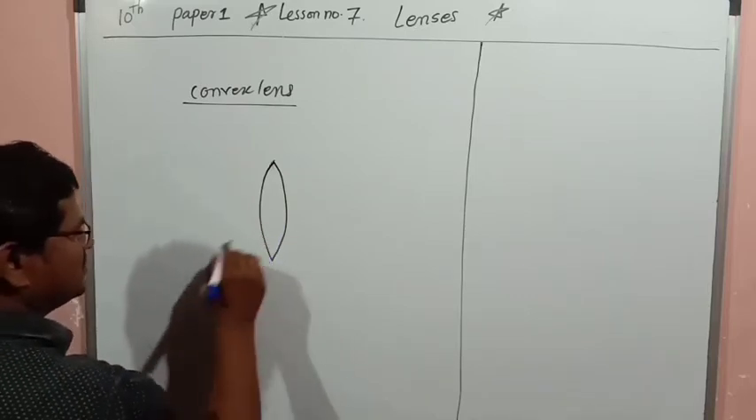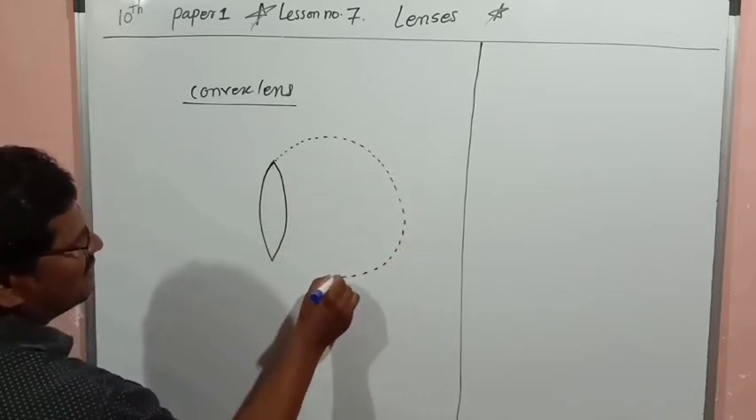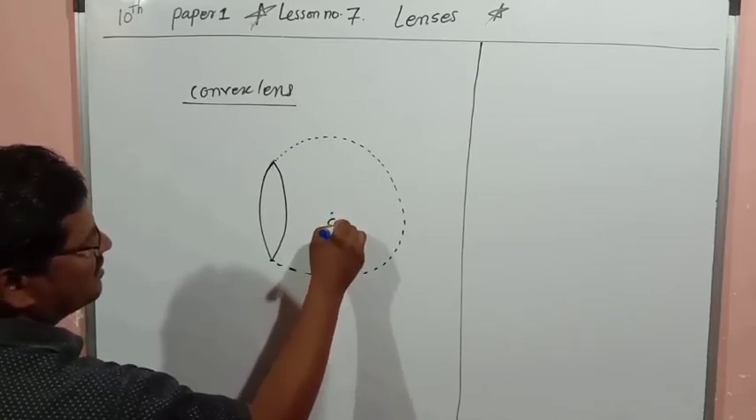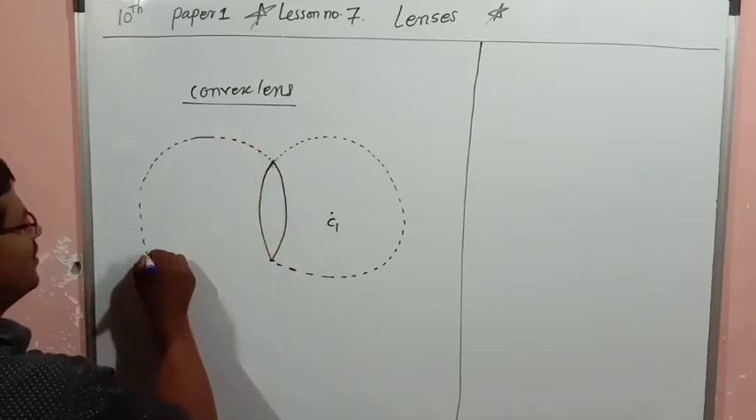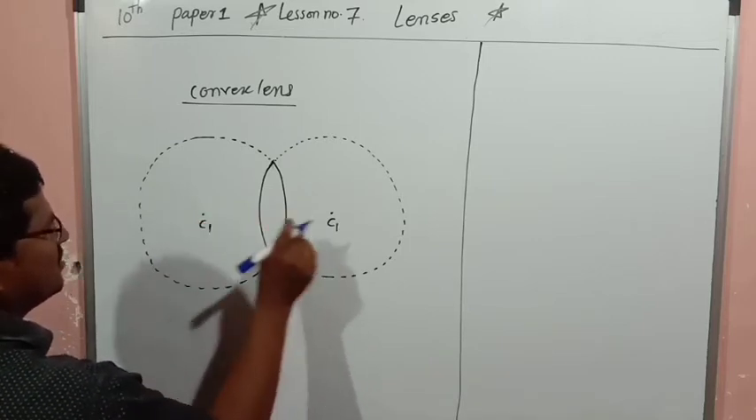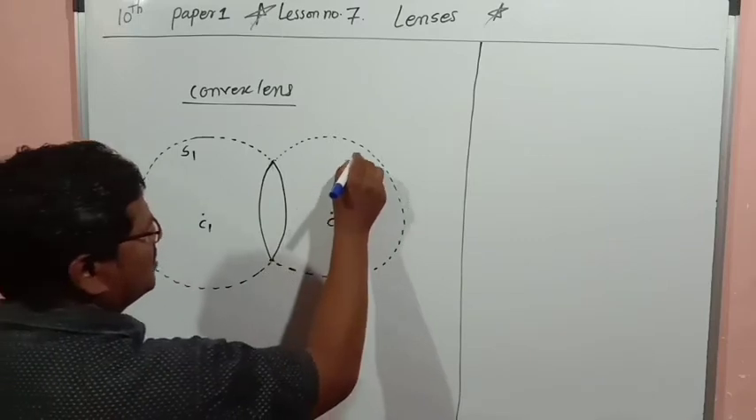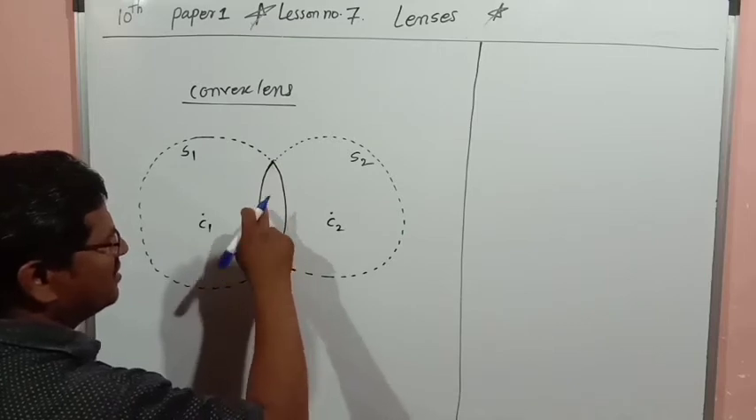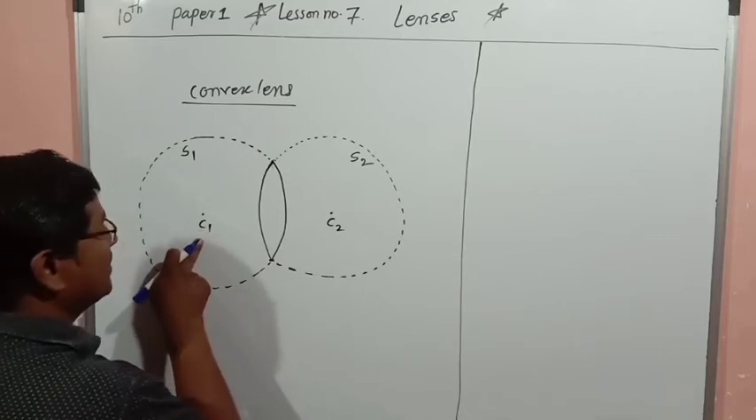And if you draw an imaginary circle like this way, then here will be one circle, and its center of curvature will be there, C1. If you draw another imaginary circle, then its center of curvature will be C2. Suppose this one is the sphere S1 and this one is the sphere S2. So two spheres are there, and this surface is of this S2 sphere, this surface is of this sphere S1.